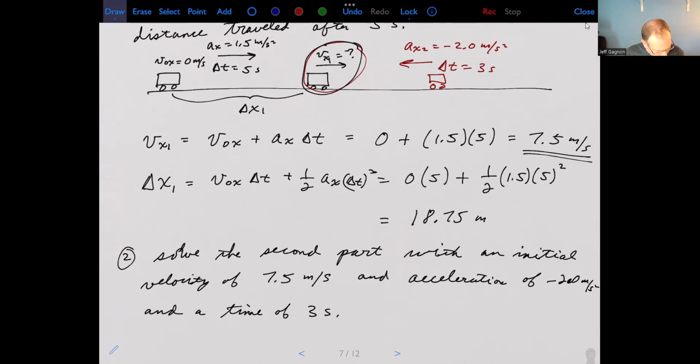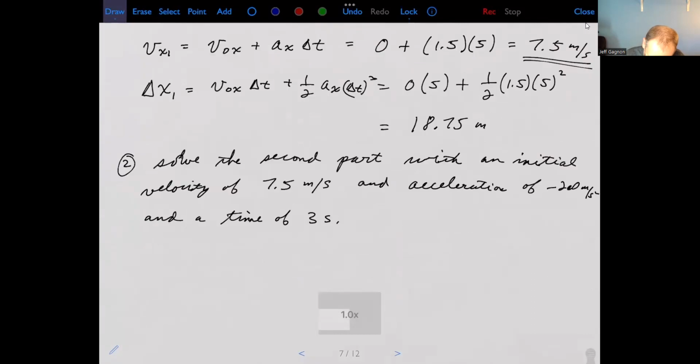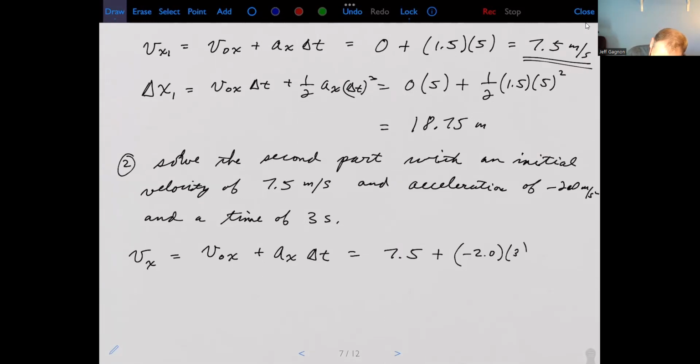Okay, so that velocity now at the end must be equal to the initial velocity plus ax delta t. So now I can plug in. Now the initial is 7.5. The acceleration was -2, and it was for 3 seconds, right? And if you worked it out, that's like 7.5 minus 6. This is going to be 1.5 meters per second.